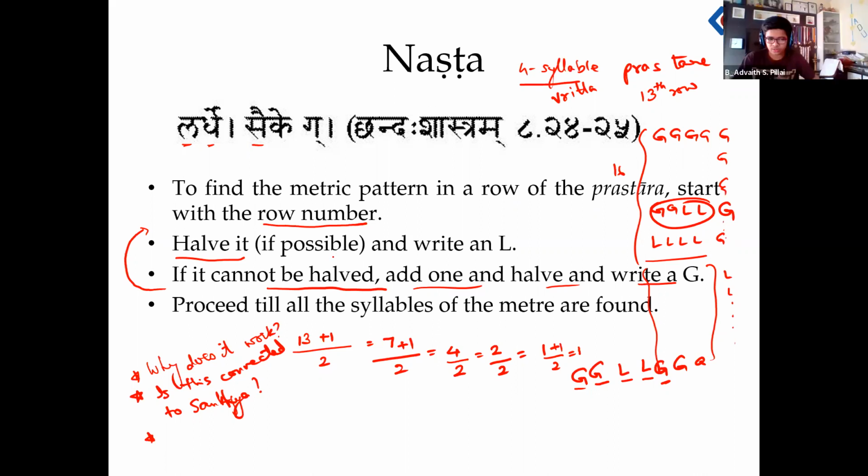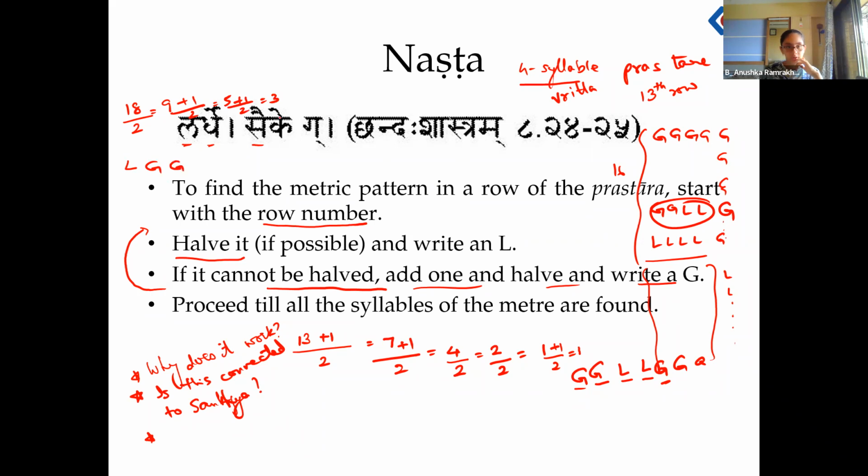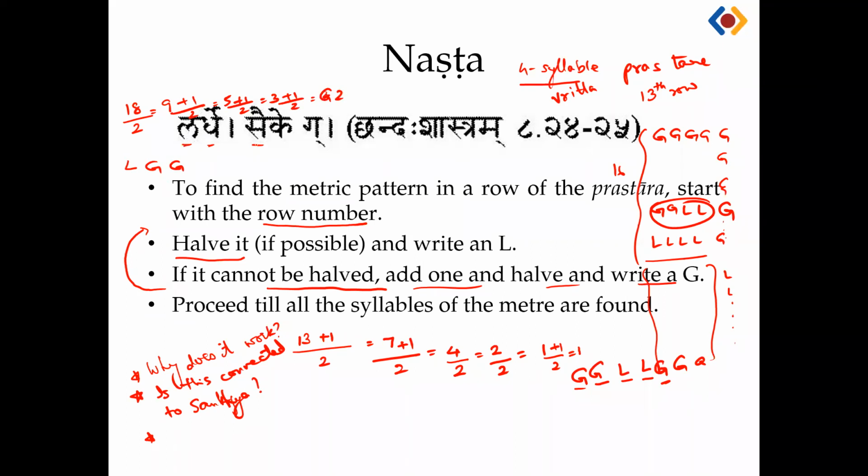I think we won't reach 1. Let's say we take 18. We get a 5-digit number. Divided by 2 is 9. Divided by 2 means we put an L. Then 9 plus 1 divided by 2, we get 5. G. Plus 1 divided by 2, again a G. Again plus 1 divided by 2, again a G. Sorry, we stop at G, right? Because we're looking for a 4-syllable.